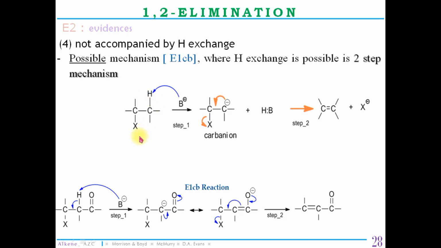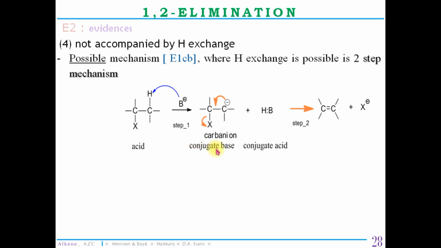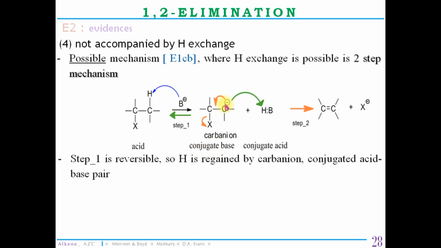Now in our example we can also say, as this base abstracts hydrogen from here, the alkyl halide behaves like an acid and gives a conjugate base, and simultaneously this base abstracts hydrogen and gives a conjugate acid. So a reversible reaction is also possible where this conjugate base carbanion regains its hydrogen and converts into the starting material. So step 1 is reversible. Hydrogen is regained by the carbanion. It's a conjugate acid-base pair.